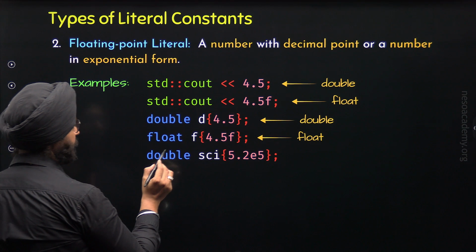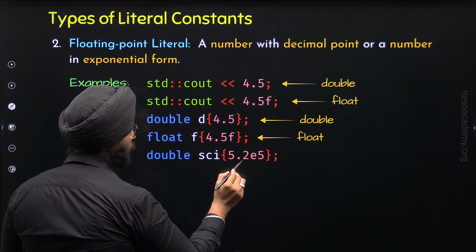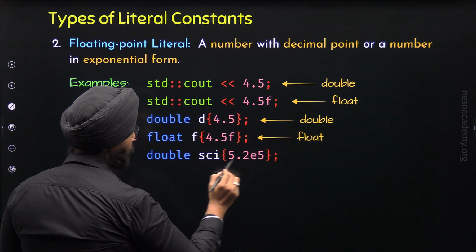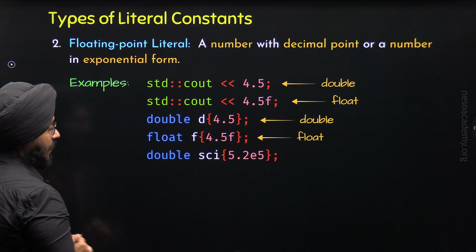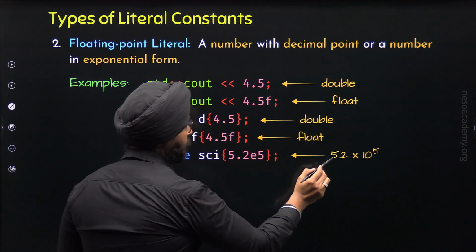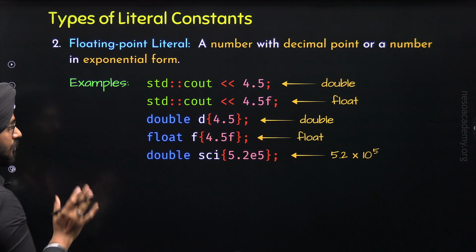This variable is of type double, and to this I have passed this value 5.2e5. This is in exponential form or scientific notation form. This represents the value 5.2 times 10 to the power 5. I hope this is clear to you.